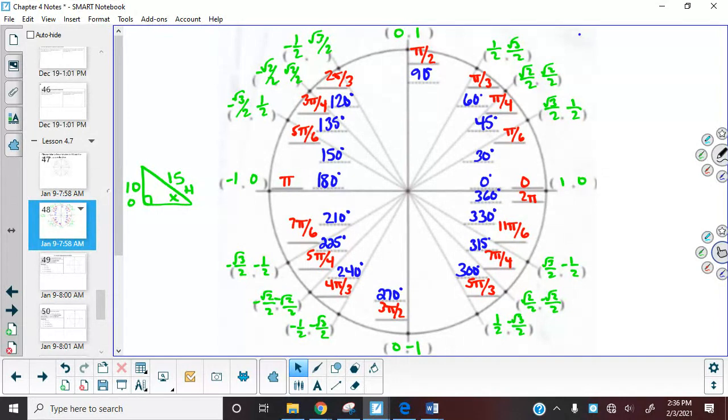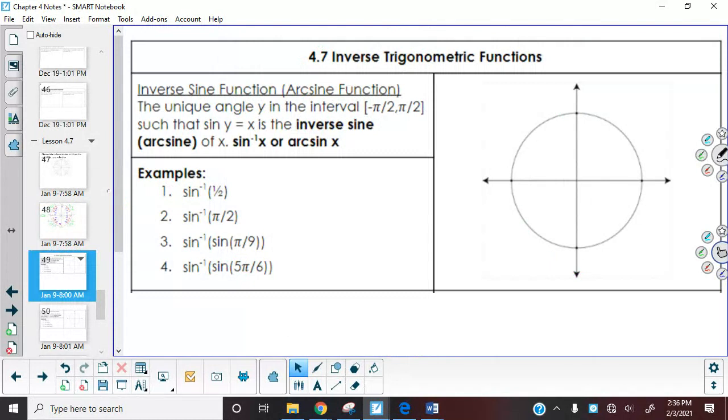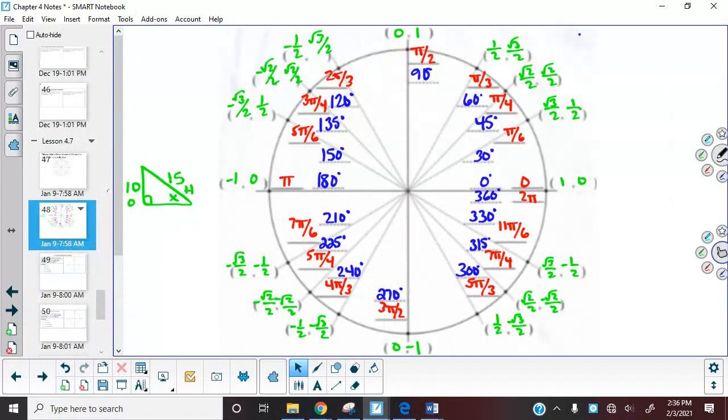So it's important that we have a solid grasp of our unit circle in order to be successful with what we're doing today. So as you guys look at 4.7, we are doing the inverse trig functions. Now you guys have seen this in the previous class, probably geometry to be honest, and this is what I'm going to use that triangle for.